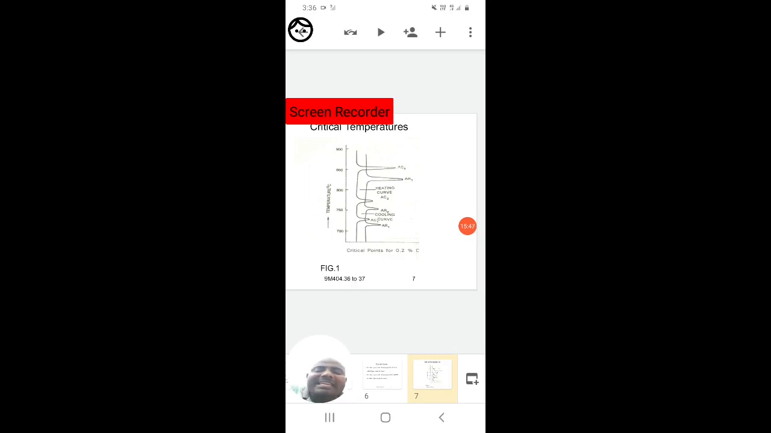So the main thing, by observing these graphs: by heating, the structural changes occur, and that point is called the critical point. By heating and by cooling, these structural changes in the equilibrium diagram are very important. That's why you study the critical temperatures separately.